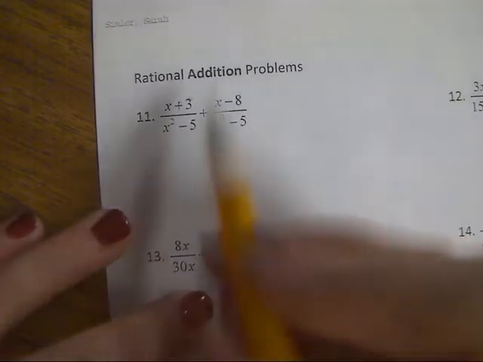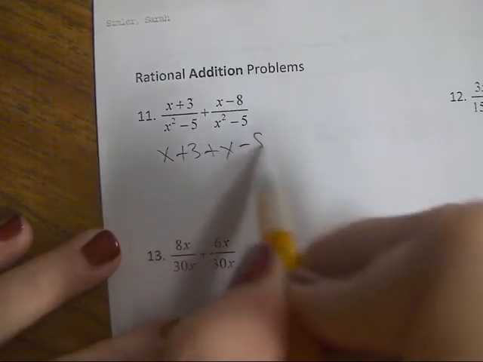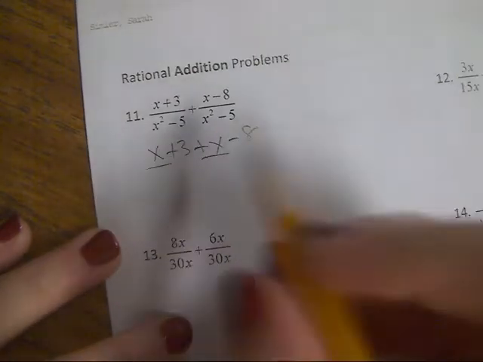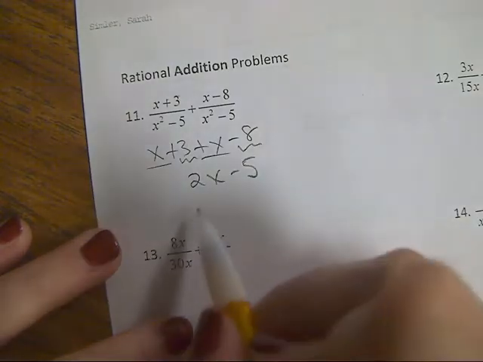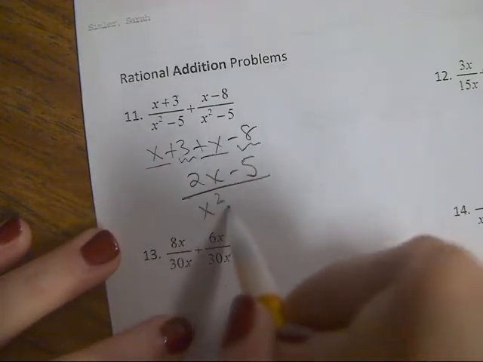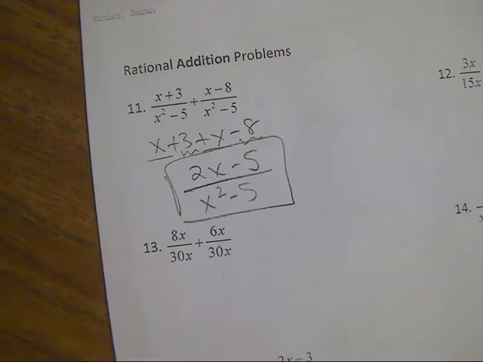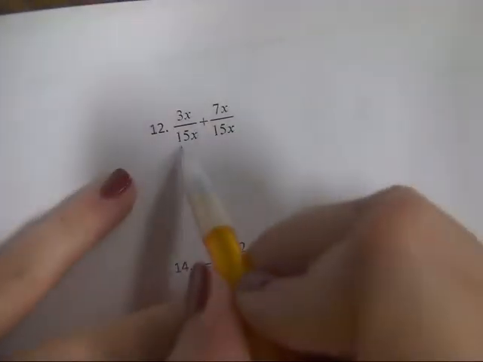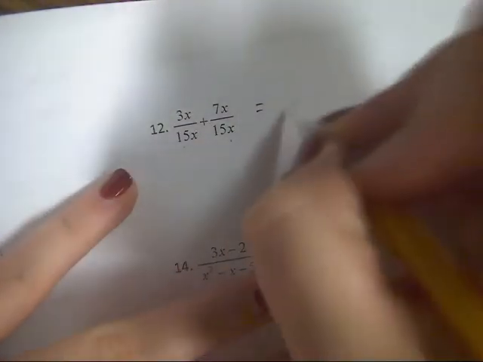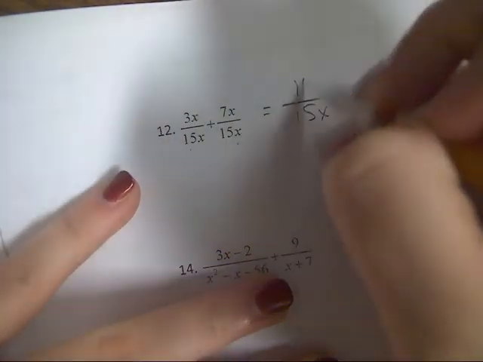What I can jump to is combining like terms up here. So we're going to have x plus 3 plus x minus 8. Combine like terms. x plus x gives me 2x. 3 minus 8 gives me negative 5. And let's put it all over our common denominator, which is x squared minus 5. All right, we like it when our denominators are the same. Like 12 over here. Again, same denominators, so we know it's going to be 15x. Combine like terms, 3 plus 7 is 10.